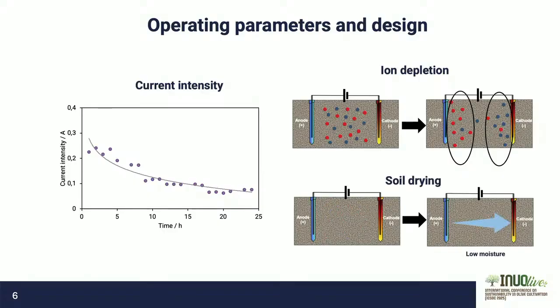Another aspect is soil drying. As electroosmosis happens, we are going to end up with areas with low moisture, so that's going to affect the movement of ions.